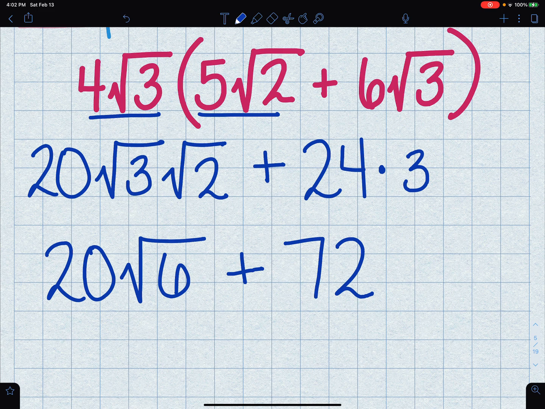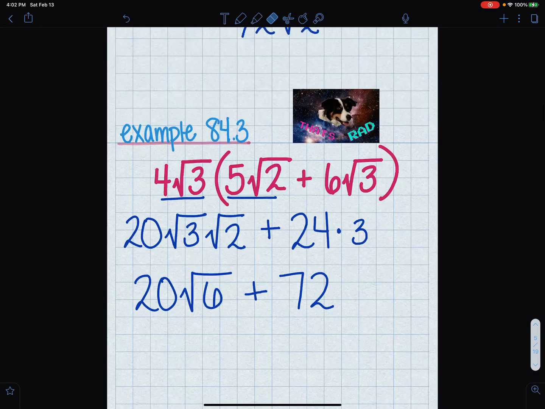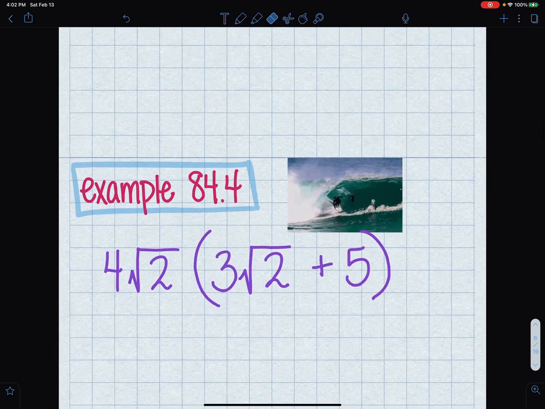And that's it in its most simplified form, because this is kind of like an x. You can't combine these anymore because they're not like terms, right? It's this plus this. Okay, cool. Final answer. Let's do example 84.4.